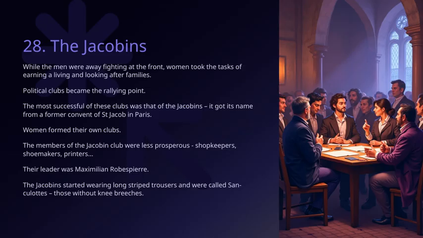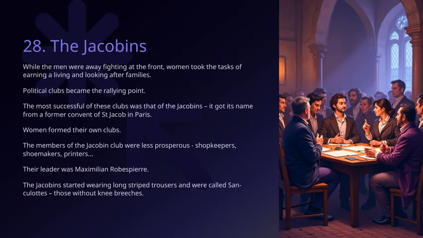Jacobin Club in Paris. Interestingly, women also formed their own clubs to participate in political discussions and activities. The members of the Jacobin Club were generally less prosperous. Many were shopkeepers, shoemakers, and printers, people from everyday walks of life who wanted change. Their leader was Maximilien Robespierre, a very influential figure during this period.